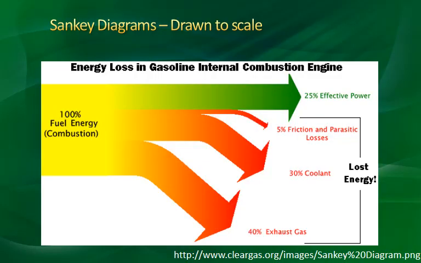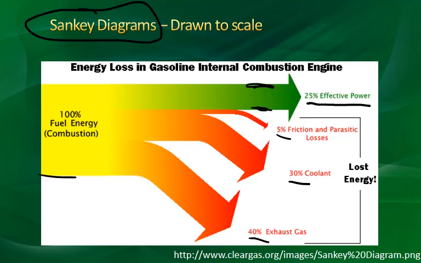So it's kind of sad, we're only getting about 25% practical power out of our engine. The engine itself is not very efficient, and this is an example of a Sankey diagram. With the Sankey diagram, everything is to scale, and that's what we see in this picture, where all of the arrows, the 30%, 40%, 5, and 25, are proportional. This is 1/4 of the whole width of the 100% here.